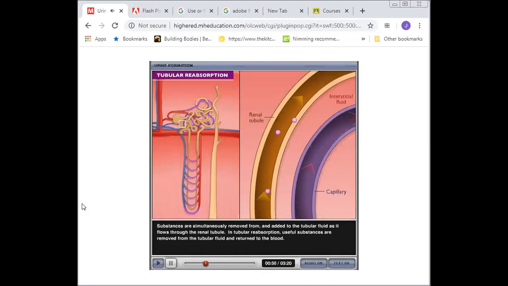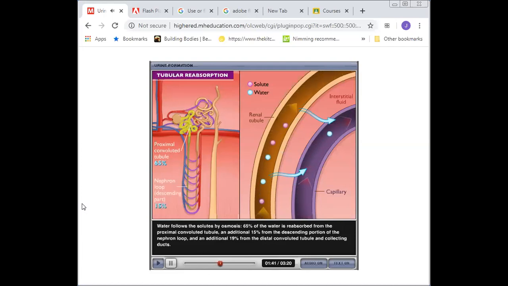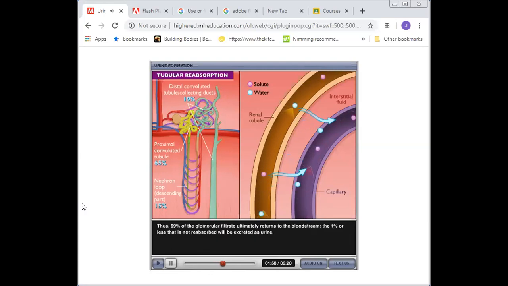Substances are simultaneously removed from and added to the tubular fluid as it flows through the renal tubule. In tubular reabsorption, useful substances are removed from the tubular fluid and returned to the blood. Solutes move across the tubule wall into the interstitial fluid by processes such as diffusion, facilitated diffusion, active transport, co-transport, and osmosis. The solutes readily enter the surrounding capillaries to return to the general circulation. Water follows the solutes by osmosis. 65% of the water is reabsorbed from the proximal convoluted tubule, an additional 15% from the descending portion of the nephron loop, and an additional 19% from the distal convoluted tubule and collecting ducts. Thus, 99% of the glomerular filtrate ultimately returns to the bloodstream. The 1% or less that is not reabsorbed will be excreted as urine.